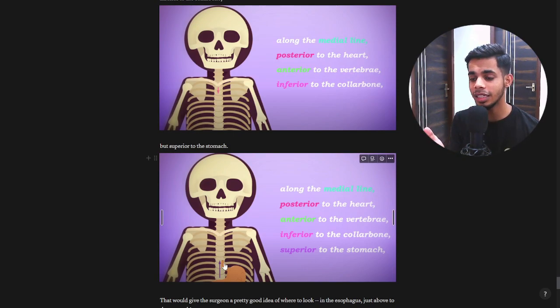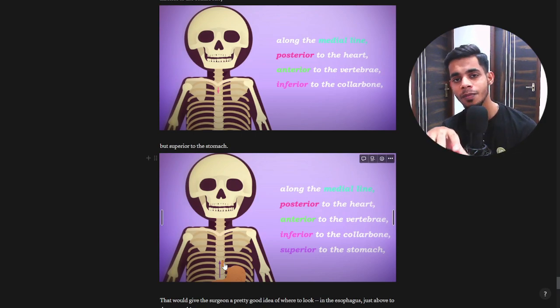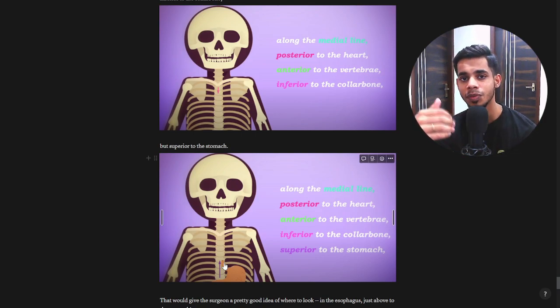So let's summarize it again, right? Along the medial line, which is going to be the central axis of the body, because when I'm eating something, it is going to be staying towards the central line of my body. Posterior to the heart, which is going to be behind the heart. Anterior to the vertebrae, before the vertebrae. Inferior to the collarbone, and superior to the stomach.